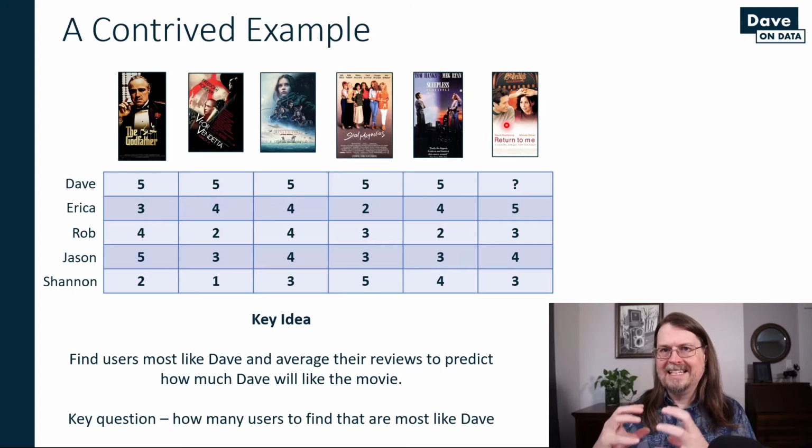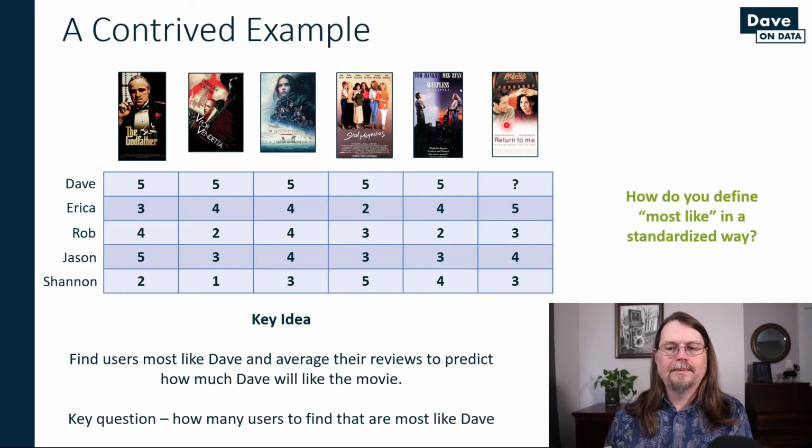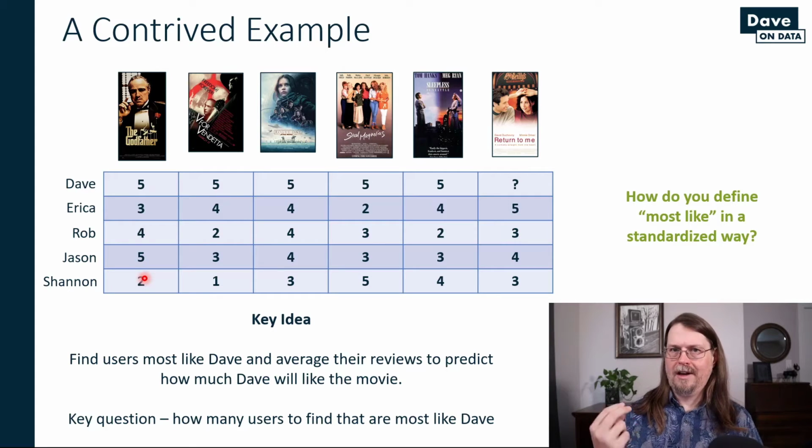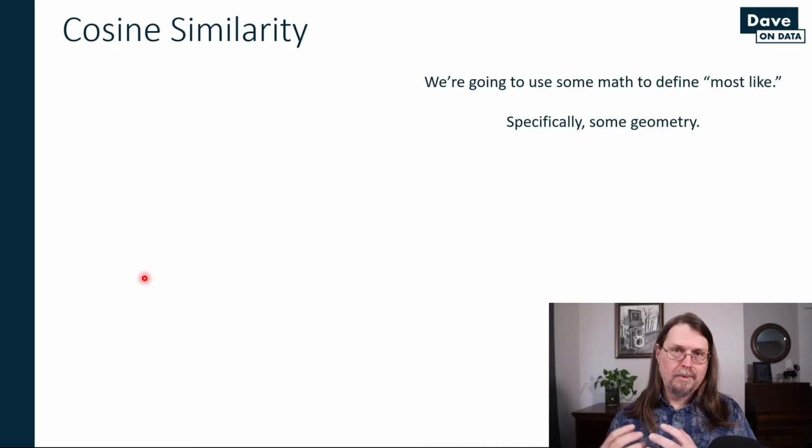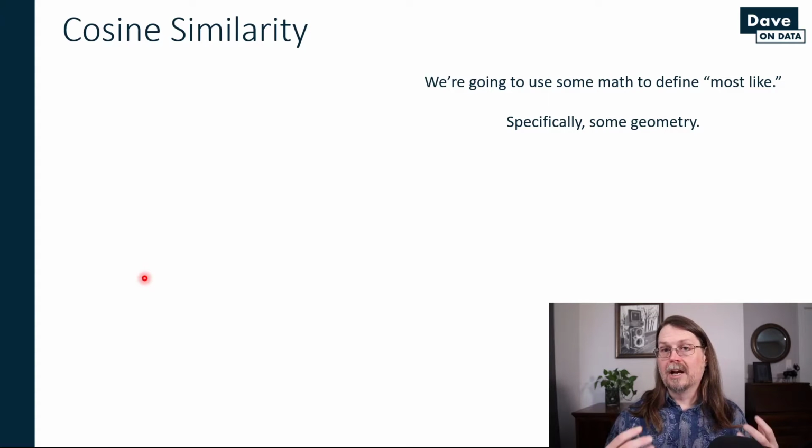So the core idea is this: how do we actually calculate similarity? How do we define in a standardized way that Dave, based on his history of watching movies and rating them, how do we know how much alike he is to Erica or Rob or Jason or Shannon? That is the heart of collaborative filtering, defining some math that allows you to take these rating scores and then say which of the users are most like Dave. One of the most common mathematical implementations of collaborative filtering recommender systems is a calculation known as cosine similarity.